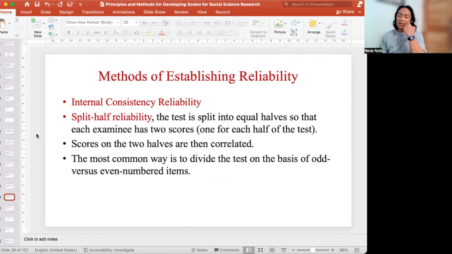So the first strategy is called the split-half reliability. The test is split into equal halves so that the examinee has two scores, one score for the first half and then another score for the second half. And then these two scores are correlated with one another. If the items are measuring the same thing, there should be strong correlation between the two halves. And that is what you refer to as split-half reliability.